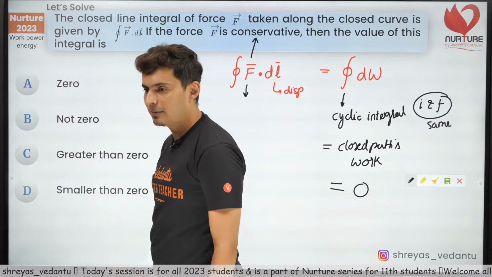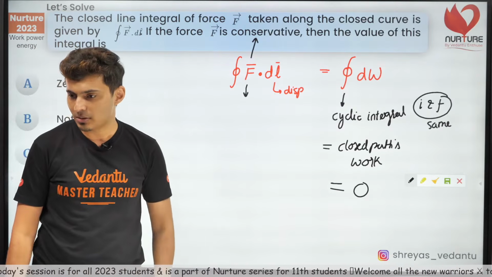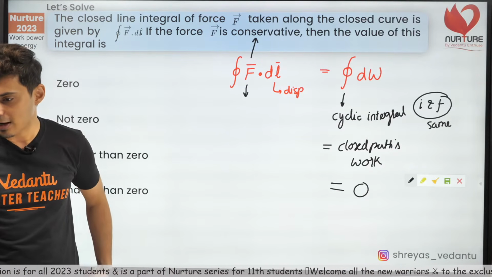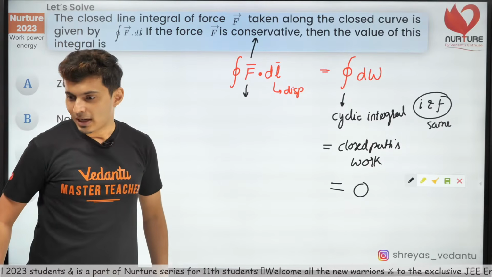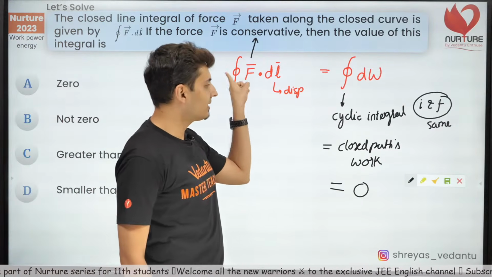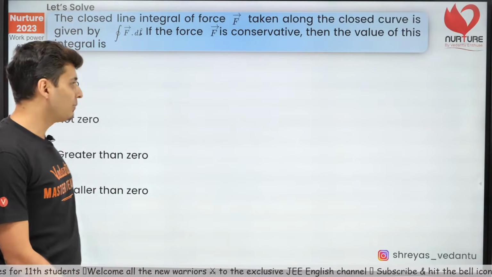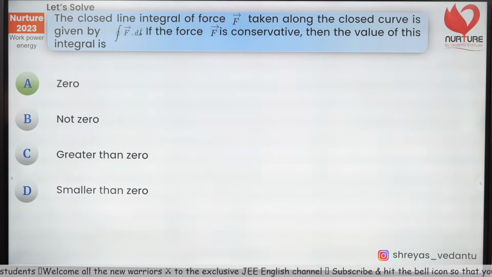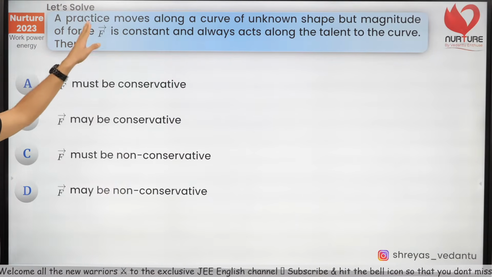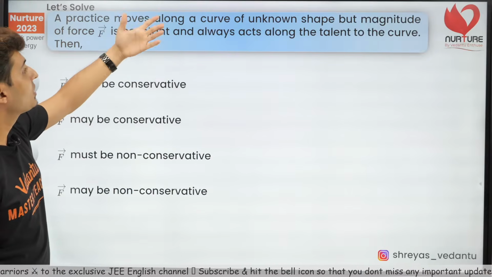Excellent, very good, everyone, excellent. Great. So remember the symbol. This symbol is called the cyclic integral. That means you have come back to the same point, nothing else. Okay, let's get moving to the next question. A particle moves along a curve of unknown shape.